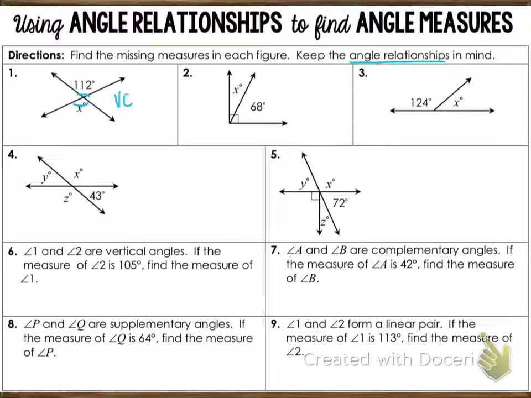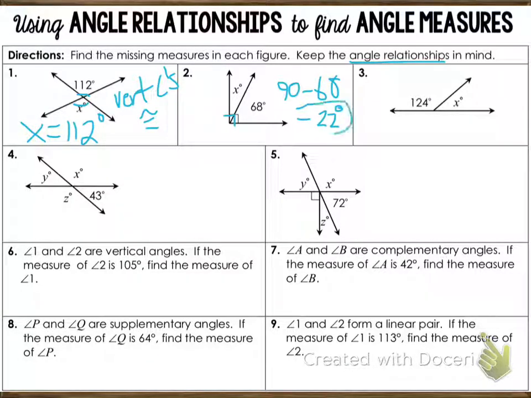So over here, I'll put vertical angles, and they're congruent. So therefore, x has to be equal to 112 degrees. Pretty easy. So now let's look at number 2. So notice that we have this little box right there that means 90 degrees. So since these are going to add up to 90 degrees, you would just do 90 minus 68. And when you do that, you get 22 degrees. So that means x is going to be equal to 22.